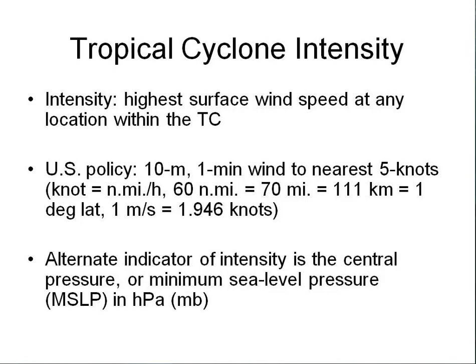If one is making measurements with an airplane, or if a tropical cyclone passes directly over a barometer, minimum sea level pressure is a very useful measure of intensity, since it is an easier measurement to make than the highest wind speed anywhere. Also, central pressure changes are very closely related to wind speed changes.